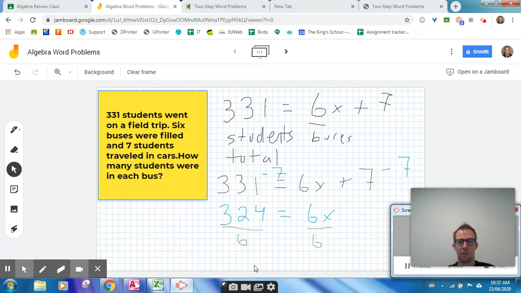I'll have to do some quick mental math. 324 divided by 6. The way that I would do mental math to figure this out is I would think, how many times does 6 go into 300? Because that's a nice easy number. It goes 50 times. And how many times does 6 go into 24? It goes into 24 4 times. So I could easily say that there are 54 students on each bus, because the X represents how many students there are on each bus. So that's how you solve a problem like that.